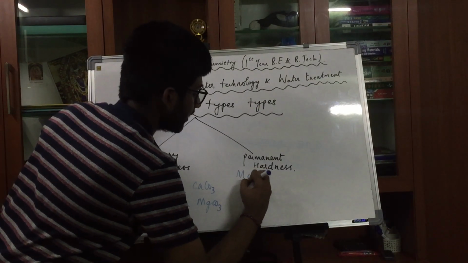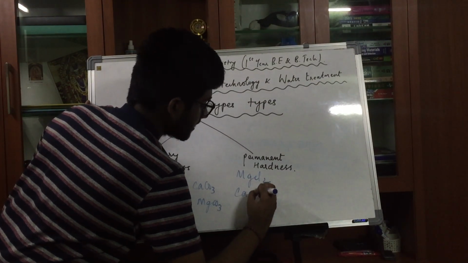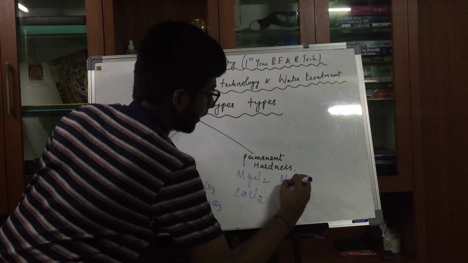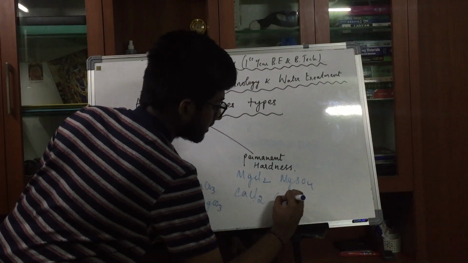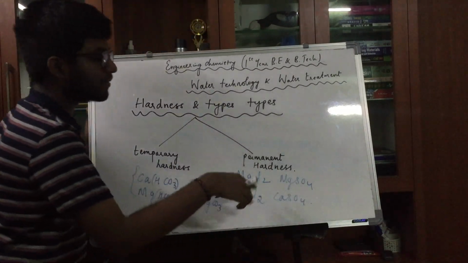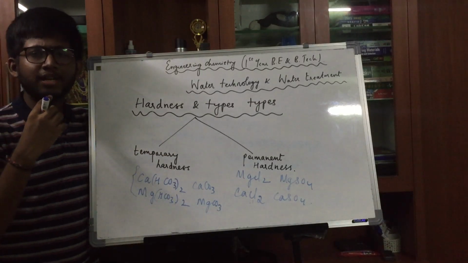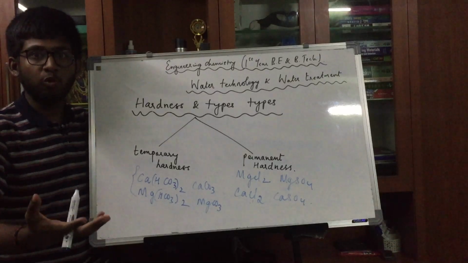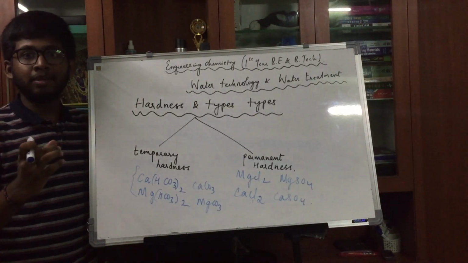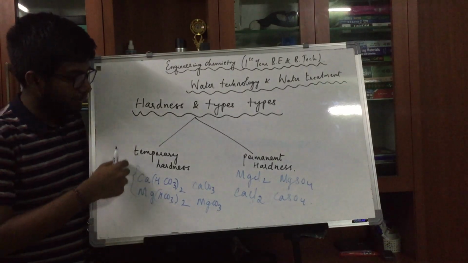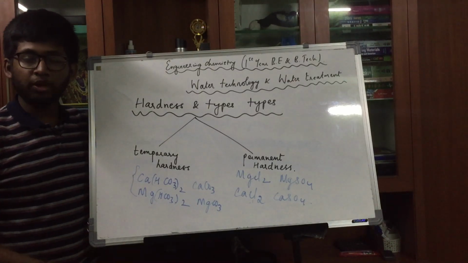So it can be MgCl2, CaCl2, MgSO4, CaSO4, and these are supposed to be the most common salts which will cause permanent hardness. And permanent hardness, as the name suggests, and as I told you right now, it is permanent. That means you need a better method rather than the methods that you follow for temporary hardness.